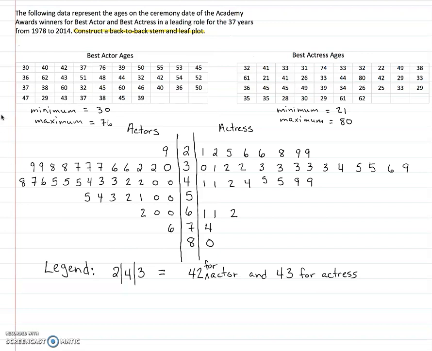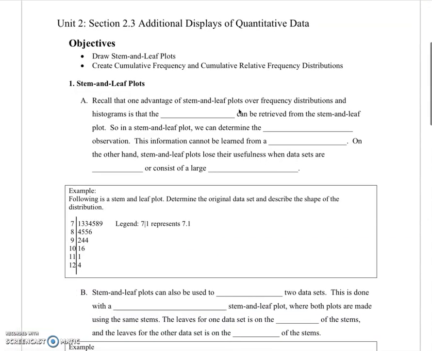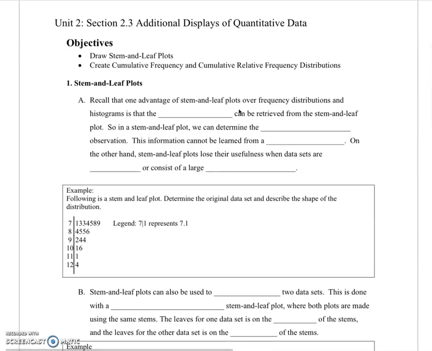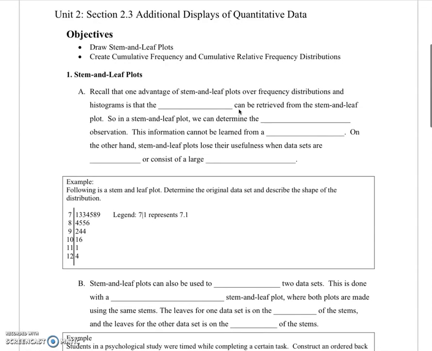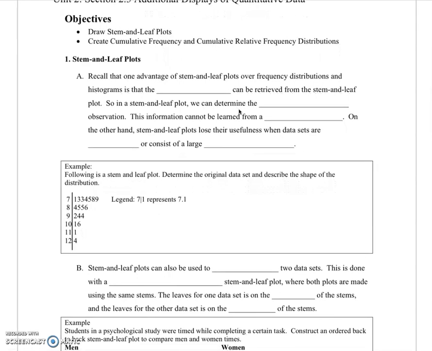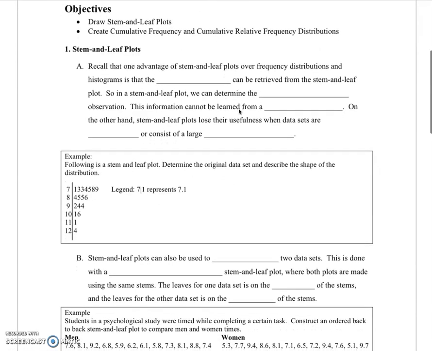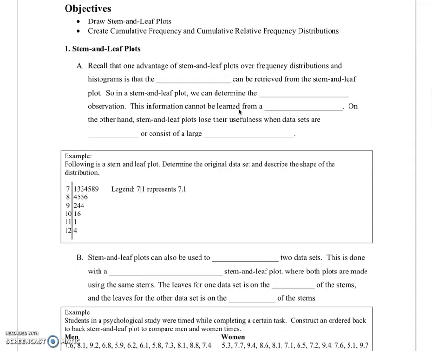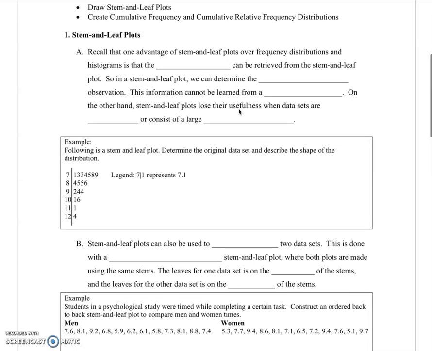Okay, now that we've corrected that mistake, let's move on to section 2.3. So we're going to talk about stem and leaf plots a little bit more. And then we're going to discuss cumulative frequency and cumulative relative frequency distributions.